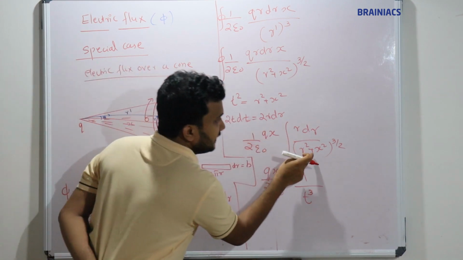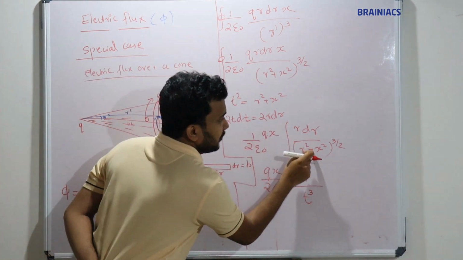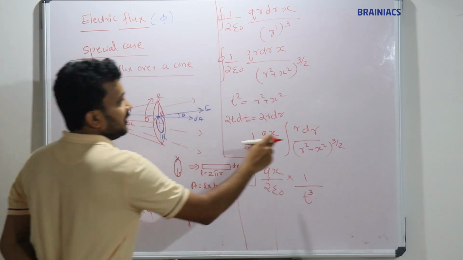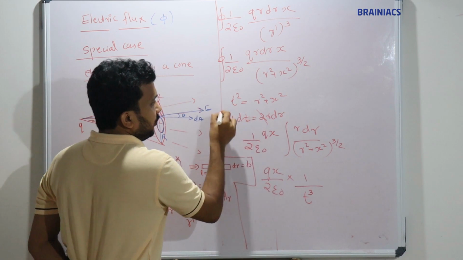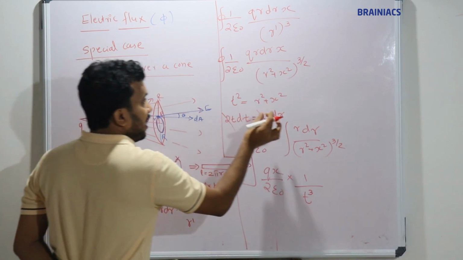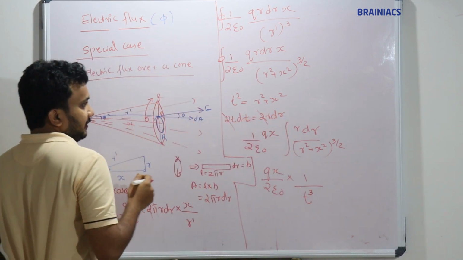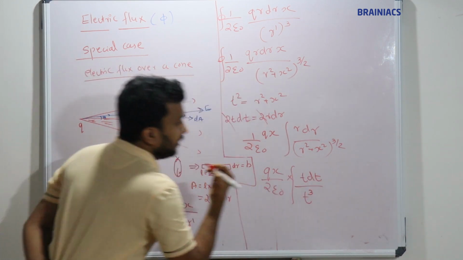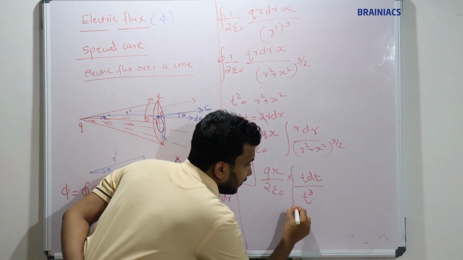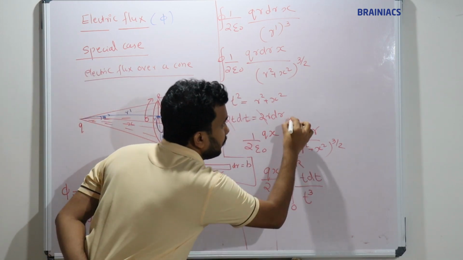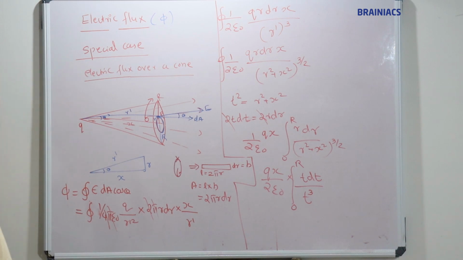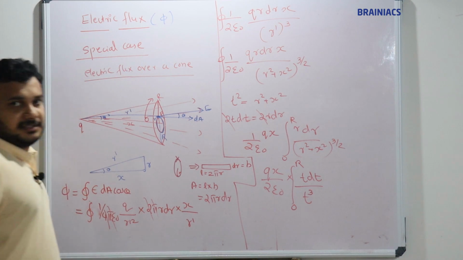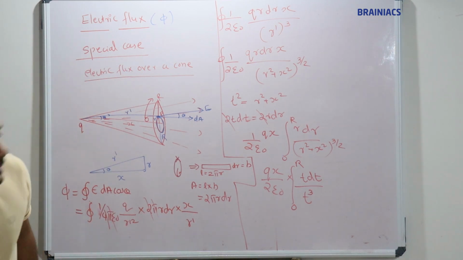If you are placing t square here, t square to the power 3 by 2, 2 and 2 get cancelled, it becomes t cube. What is coming in the numerator? r dr. Here 2 and 2 will get cancelled. r dr equal to t dt. Correct. So r dr I am substituting with t dt. Here I have to integrate from where to where? 0 to capital R. t and t will get cancelled and in the denominator you will get t square.